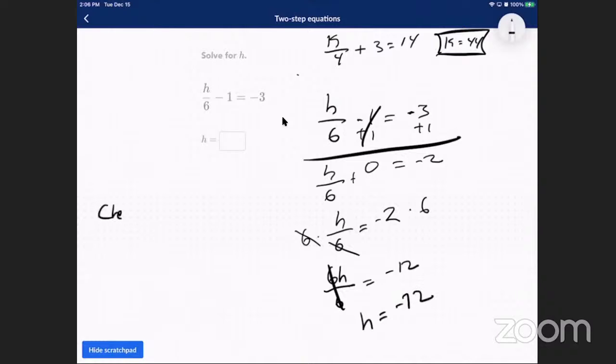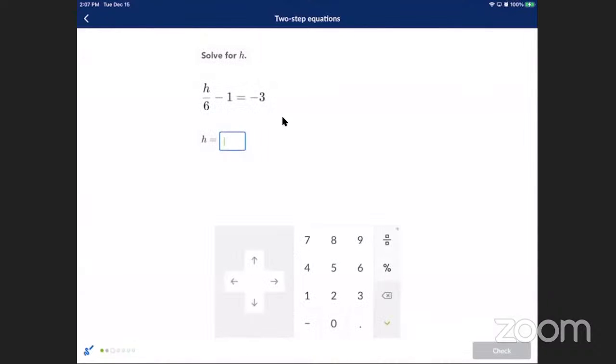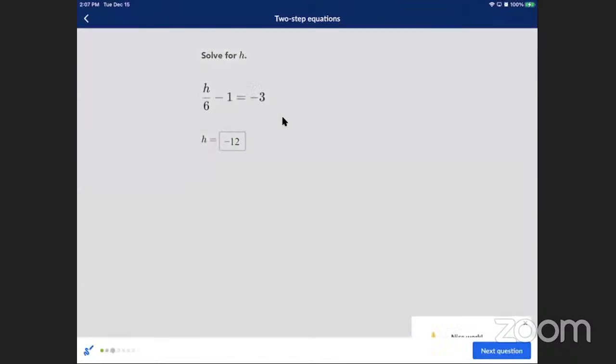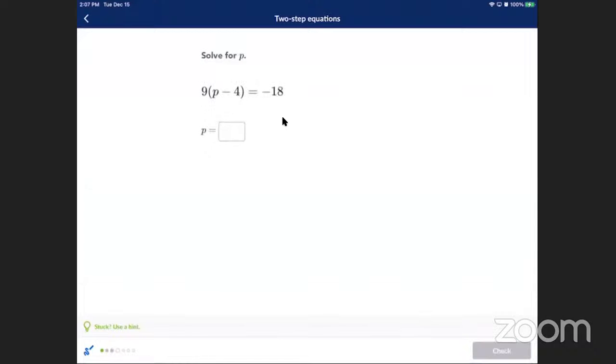And then we would check. You have -12 over 6 equals -1 equals -3. And then that would be, this is a 1. -12 over 6 is basically -2. So you would end up being -2 minus 1 equals -3. I mean, 12. Kind of try to bring that back whenever I do it.